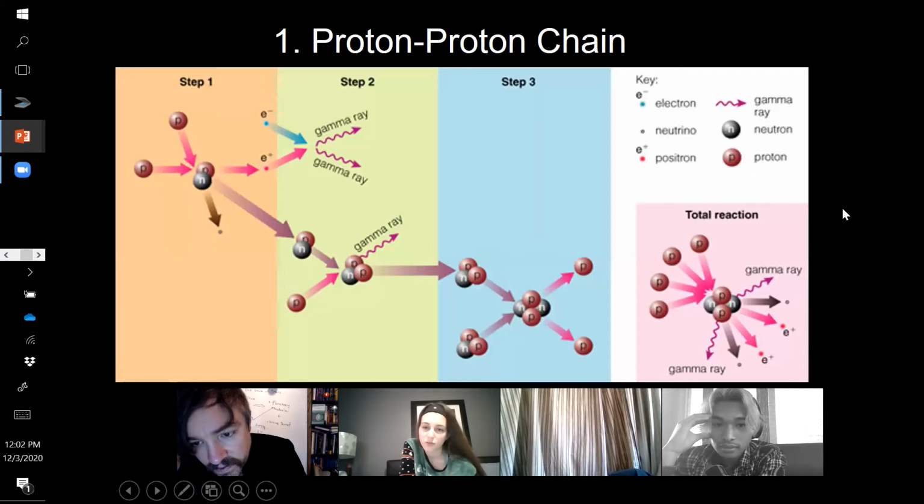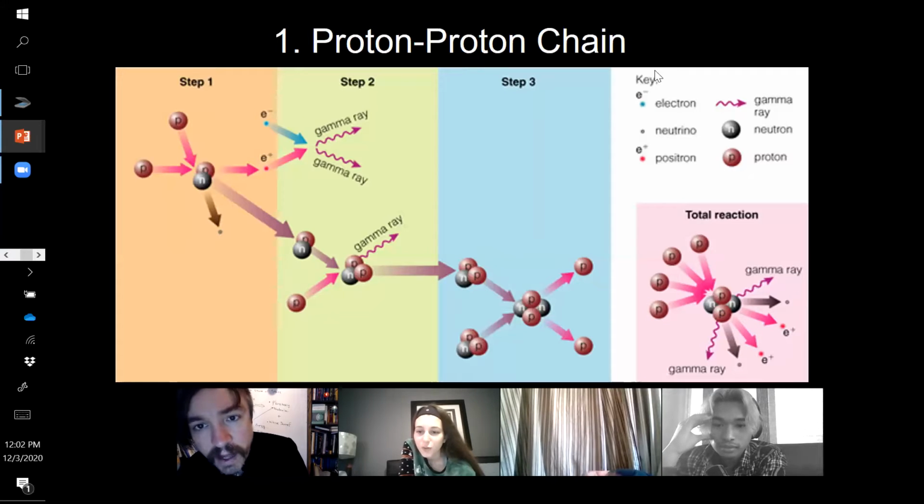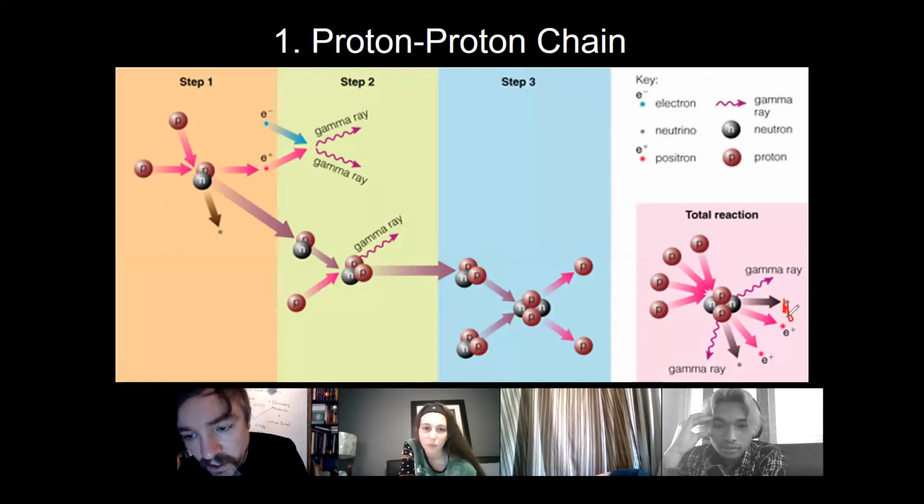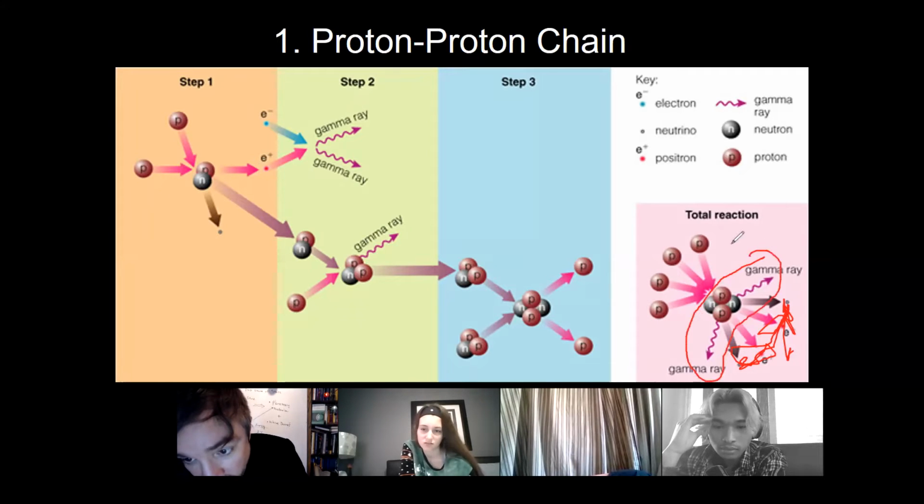Oh, okay. So four protons go in. Yes. And what comes out? Two neutrinos and then two positrons. Normally people don't talk about this, so forget about that for a second. Focus on two gamma rays. Two gamma rays plus this doodad. What is this doodad called?